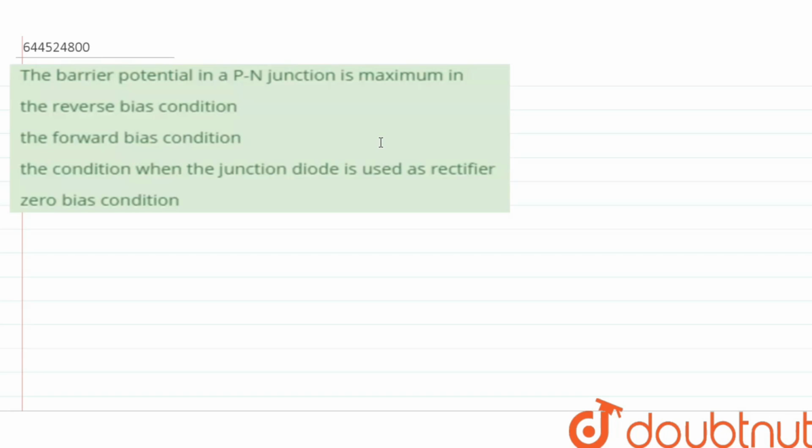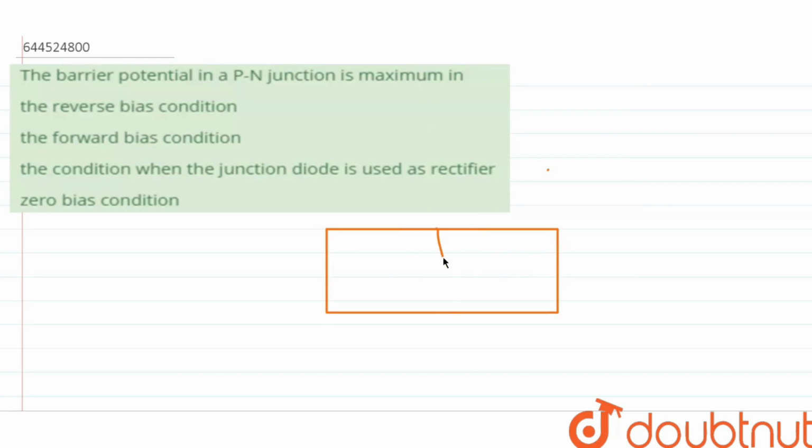Hello everyone. The question says the barrier potential in a PN junction is maximum in. So basically in this question we have to first find the definition of a PN junction, and then we have to find the condition where the PN junction barrier potential is maximum.